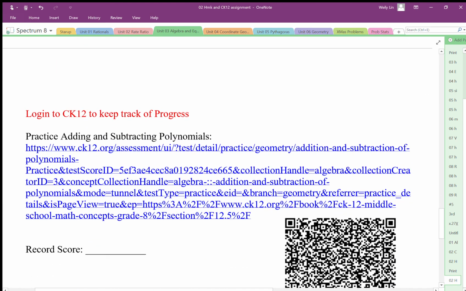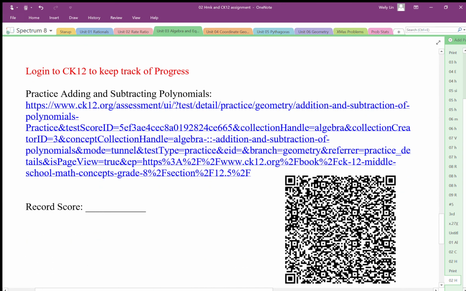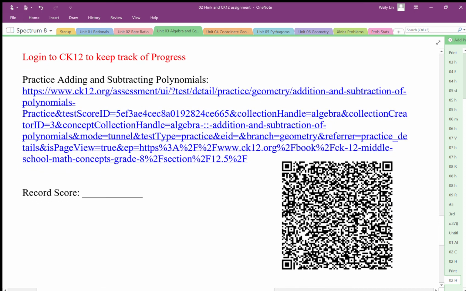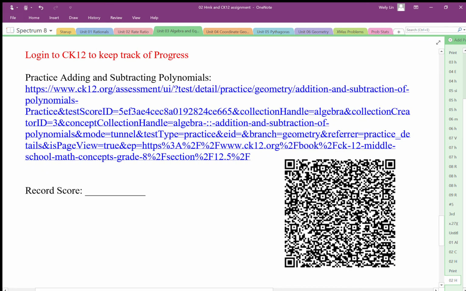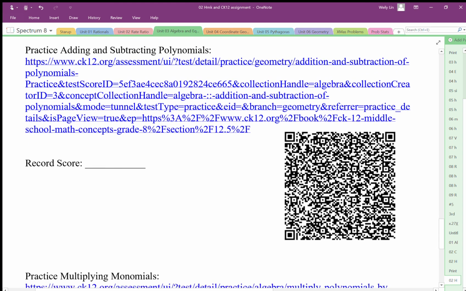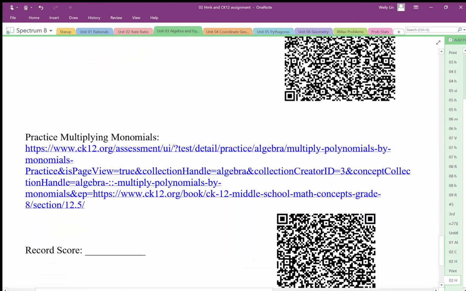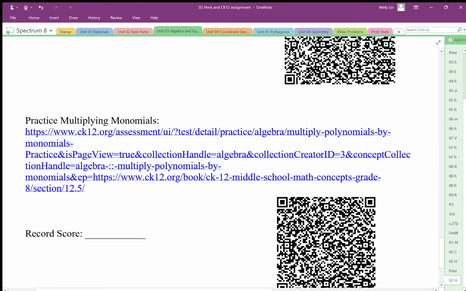For this next part here, what I want you to do is log into the CK12 so I can keep track of your progress here, and I want you to go to these two practice sites here, and go through the problems there and make sure that you go through those, and I can keep track of that.